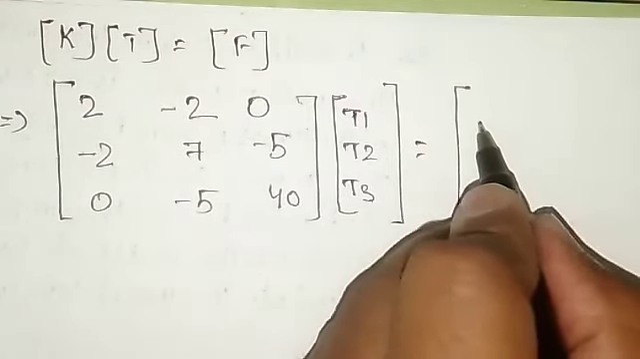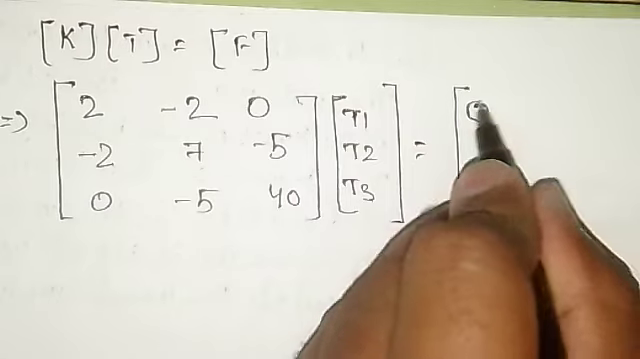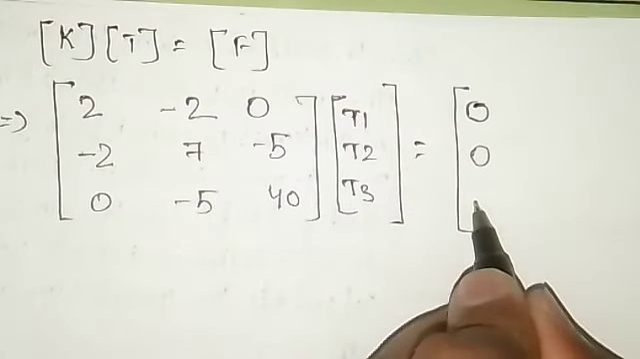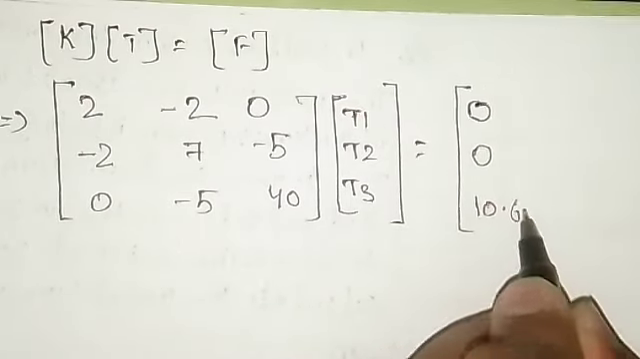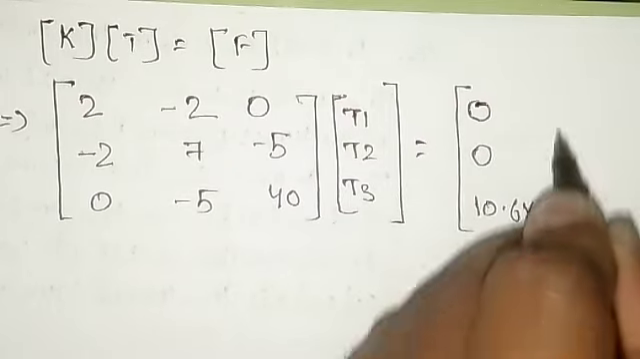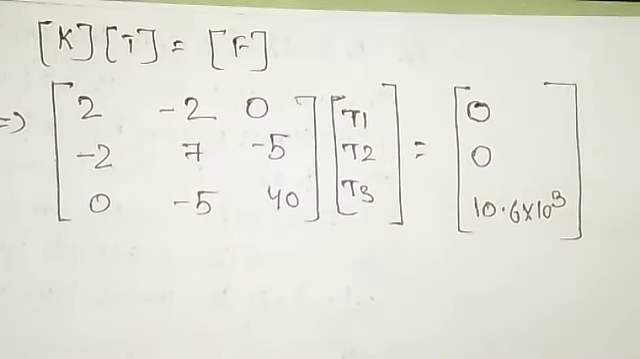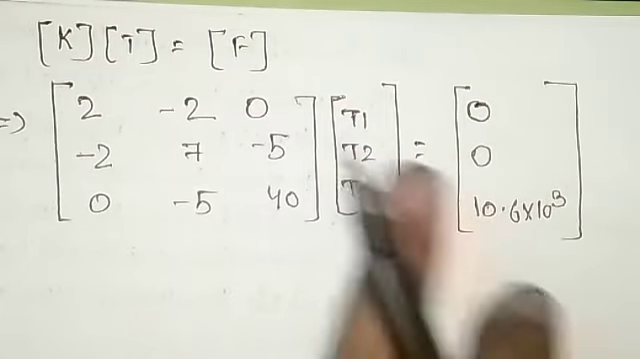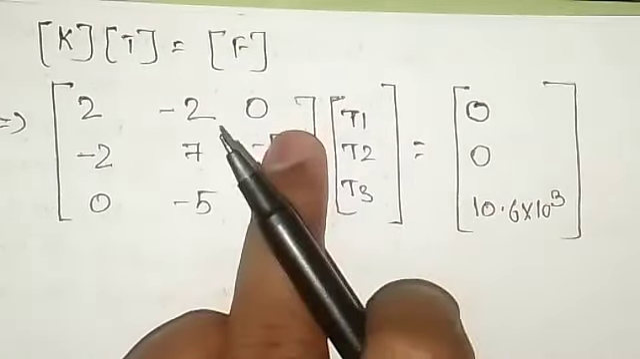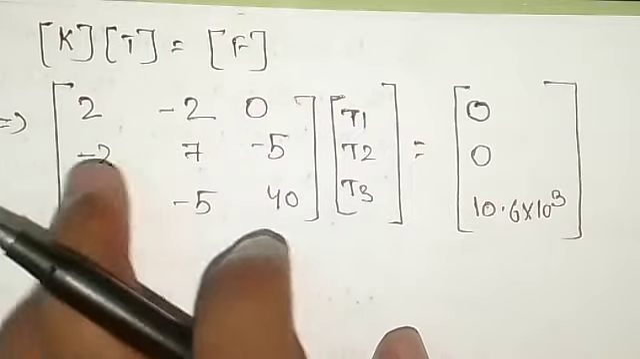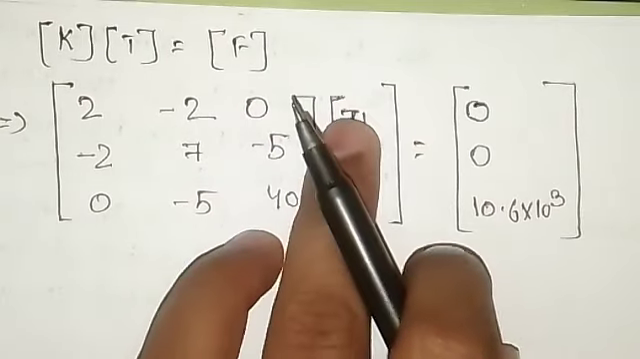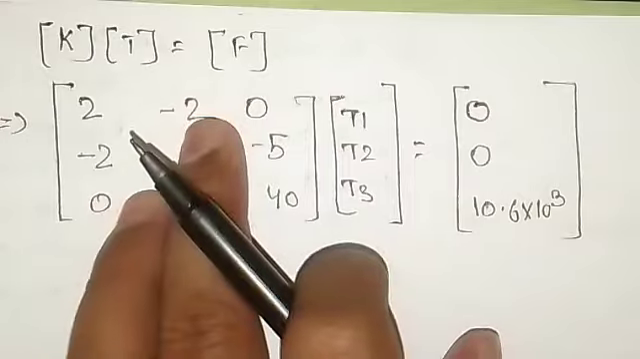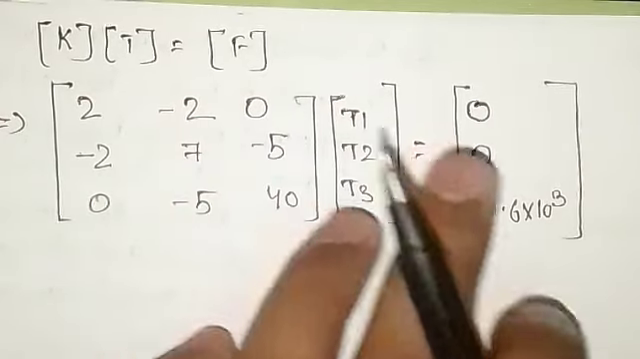F is equal to how much? F1 is 0, F2 is also 0, and F3 is equal to 10.6 times 10 to the power of 3, that is the convective force we got. But you know that at node 1 the temperature is given, that is the inner surface temperature of element 1, T1 is equal to 1000 degrees centigrade, which means 1273 Kelvin.